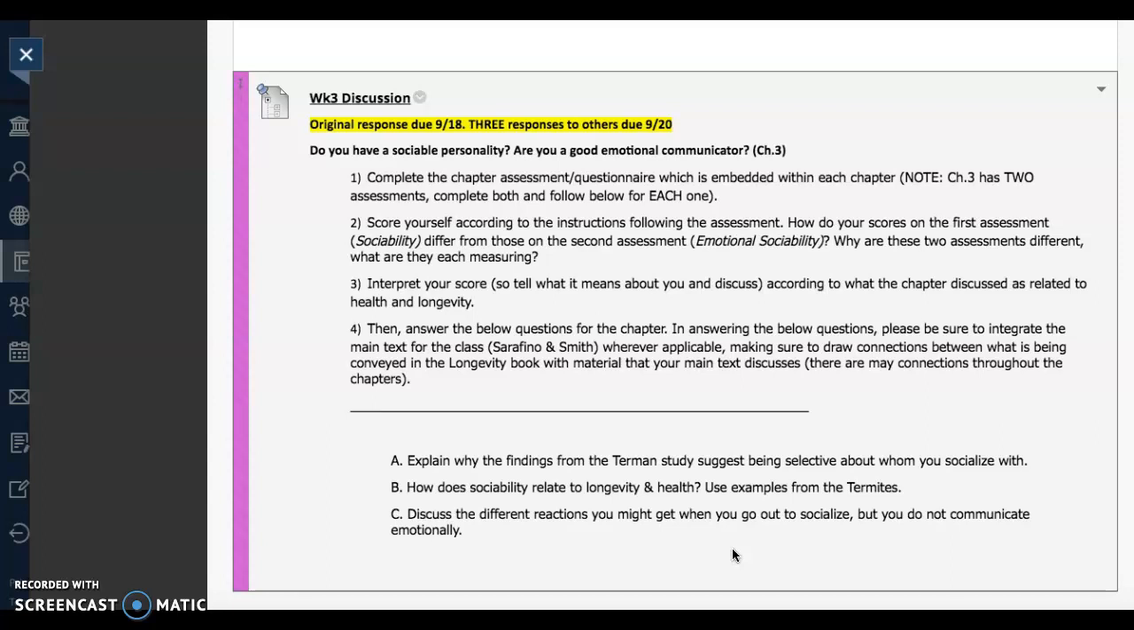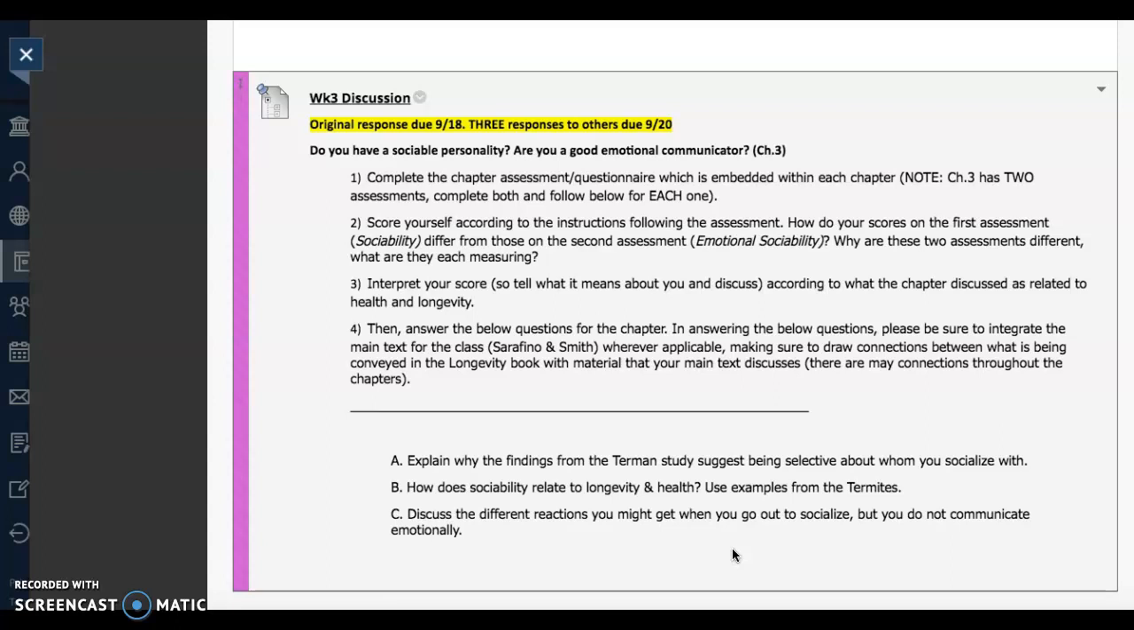Again, tie in the Serafino and Smith book, if at all possible. Tie in the longevity book. Cite what you're tying in. Anytime you make reference to a source, you want to cite it. Try not to use direct quotes. Always better to paraphrase and then cite the author and date.